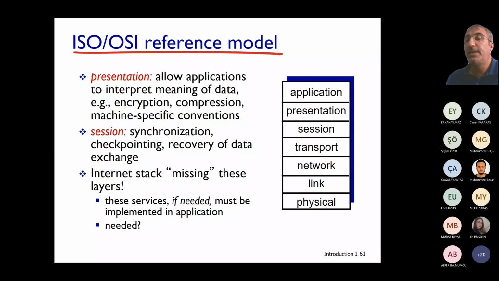So it consists of application, presentation, session, transport, network, link, and physical layers, seven layers. The presentation layer allows the application to interpret the meaning of data: encryption, compression, machine-specific conventions. And we have the session layer, which is responsible for synchronization, checkpointing, and recovery of data exchange. So this is the popular OSI reference model that we use.